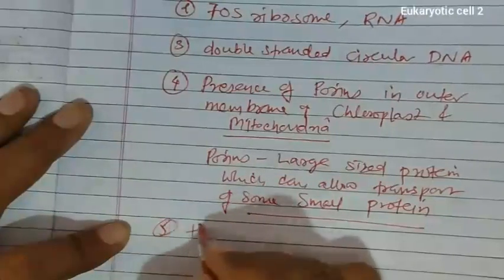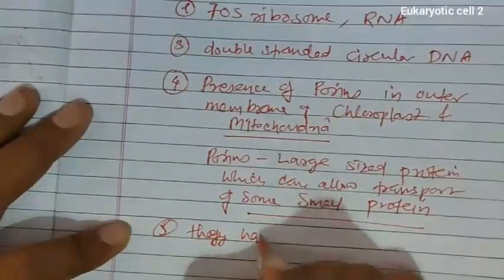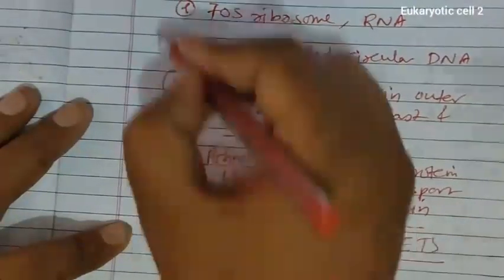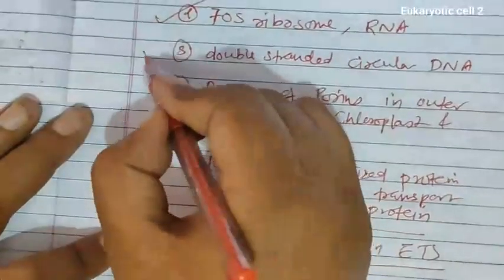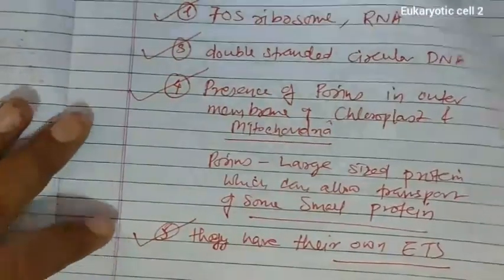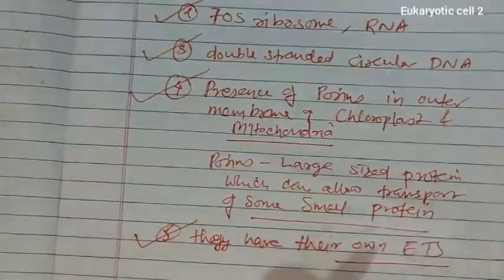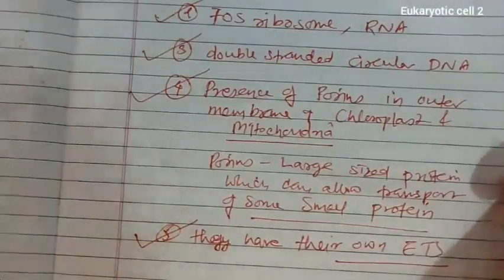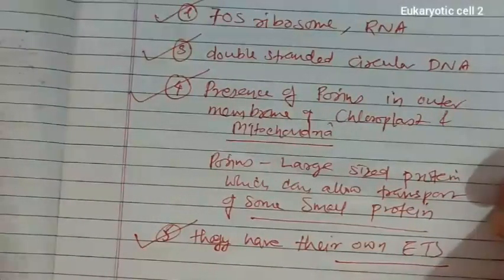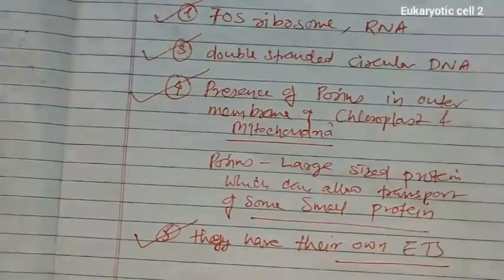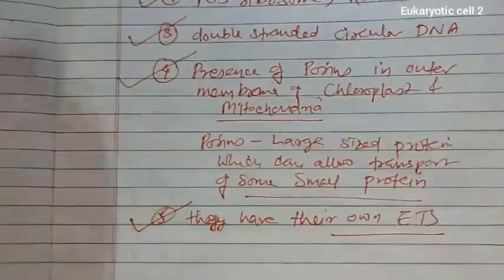And they have their own ETS. So they have their own 70S ribosome, their own double stranded circular DNA, presence of porins, and a particular ETS. These four are the more important points which show that chloroplast and mitochondria have originated from bacteria, and it might be like that bacteria went within the eukaryotic cell and permanently survived symbiotically within the eukaryotic cell. So because of this it is an endosymbiont. Okay, so this is with respect to chloroplast and mitochondria.